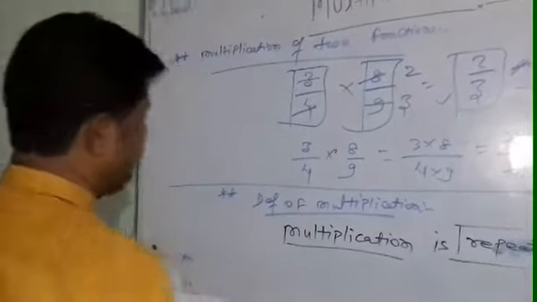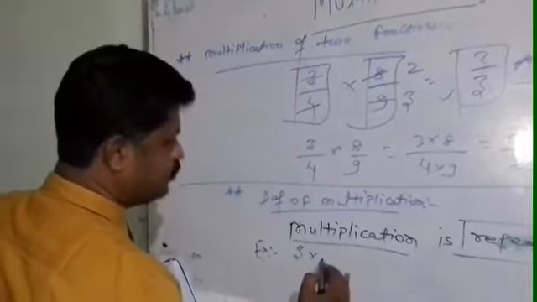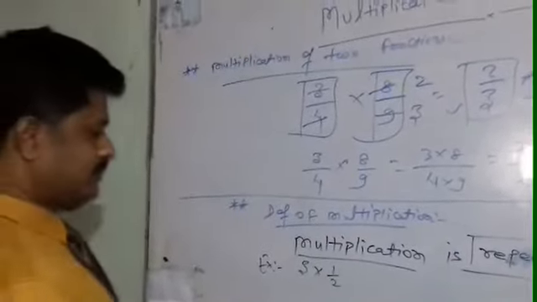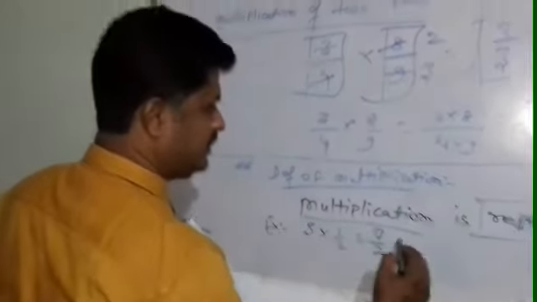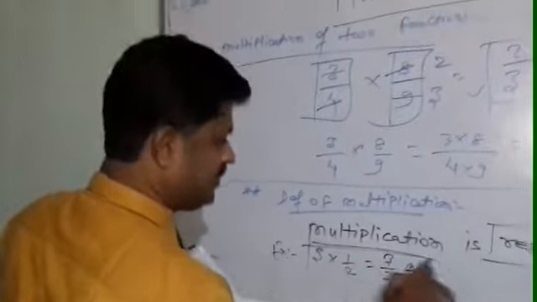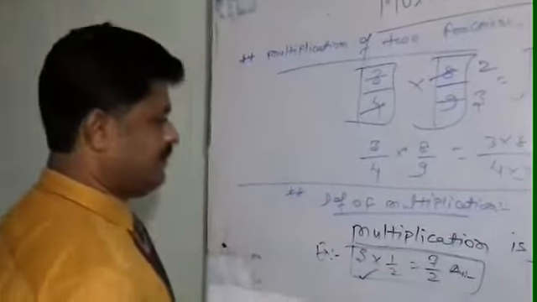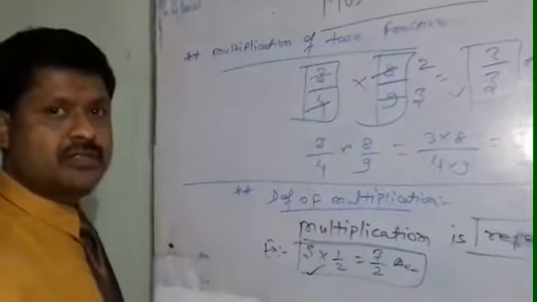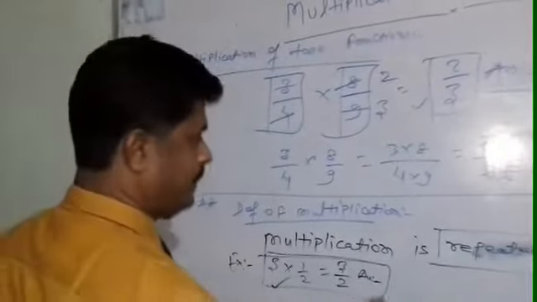Okay, suppose this is the example. 3 is to be multiplied by 1 by 2. Then we get 3 by 2. This is our answer, and this is the multiplication process. But when we add 1 by 2 three times, then we also get 3 by 2. Let's see.